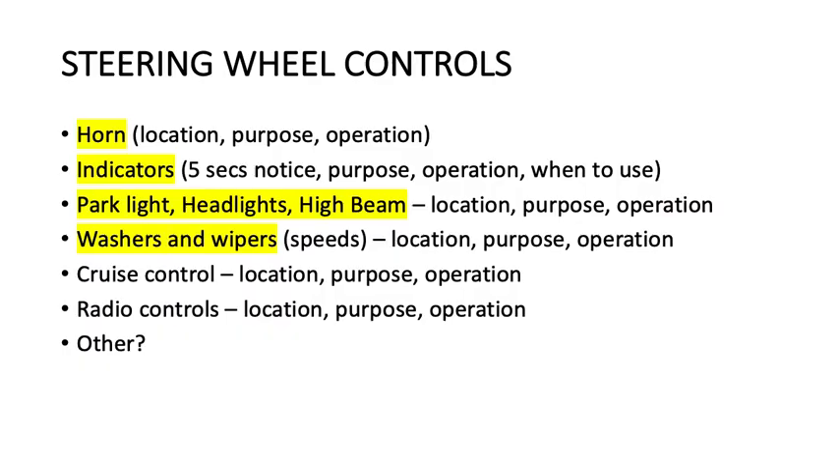Steering wheel controls, we've got the horn, indicators, park lights, headlights, high beam, washers, wipers, cruise control, radio, and other. So again, the horn is a safety device. That's important. Indicators are important because if you change direction, the student will need to use those. Park lights, headlights, high beam.